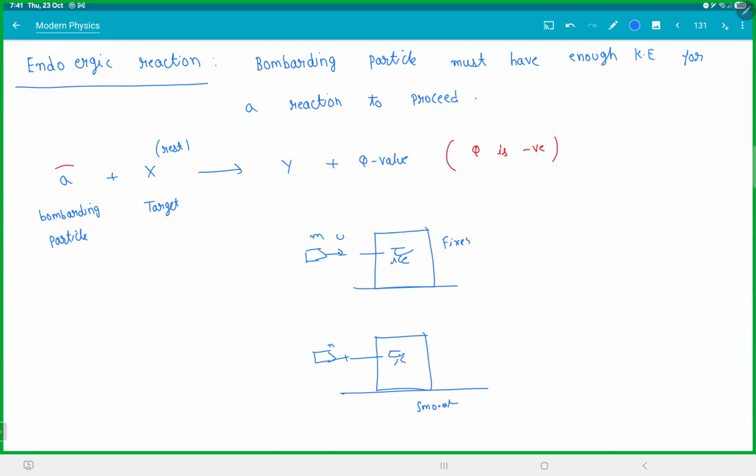Is the question clear? So we have two ice blocks, one is fixed and one is free to move. A bullet of mass m, everything else is the same. The only difference is fixed and smooth.